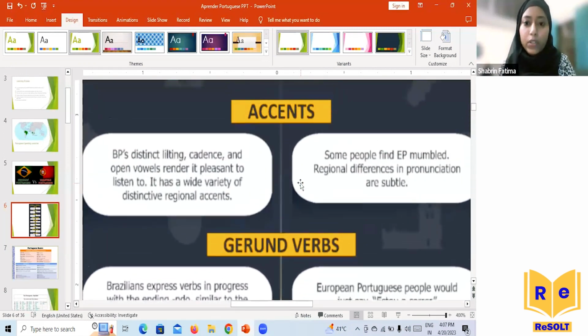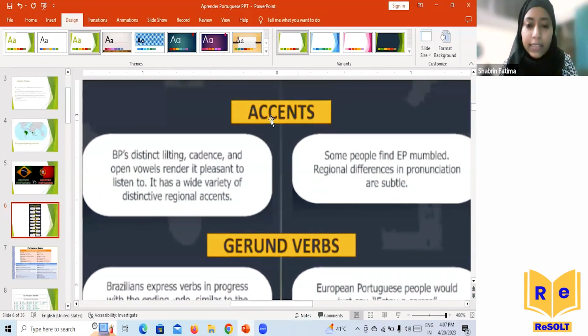Let's talk about the differences. The first difference we have is of accent. First, about the accent, BP stands for Brazilian Portuguese. Brazilian Portuguese has a distinct lilting, cadence, and open vowels that render it pleasant to listen to. It has a wide variety of distinctive regional accents.